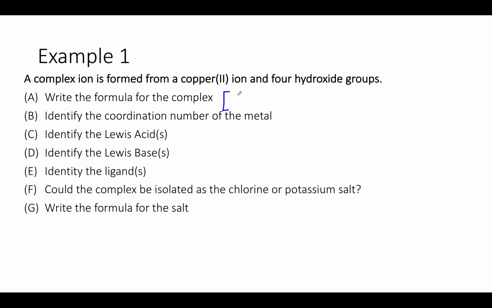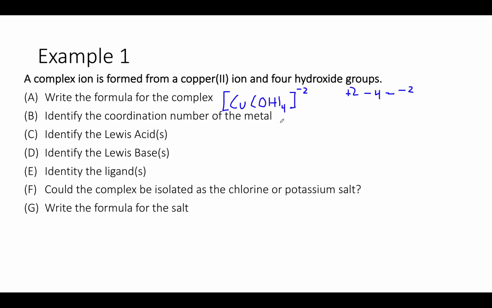So I put a bracket, I put my copper, because it's copper 2, I put my hydroxide. Now I have 4 of these hydroxide groups, so I'm going to put a 4 there, and the bracket, and I need to put the charge. Well, the copper has a +2 charge, and the 4 hydroxide groups have a -4 charge, each with a -1 charge. So you get the formal charge on the complex to be -2. So that goes right up there.